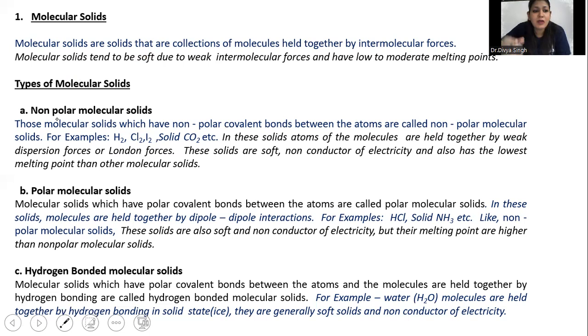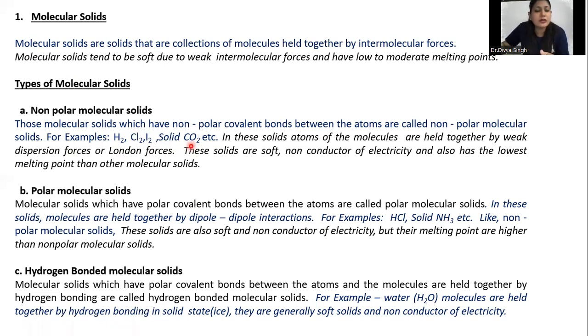So what happens in a non-polar molecular solid? How are you going to define it? Such molecular solids which have non-polar covalent bonds present between the atoms are called non-polar molecular solids. For example, we can see dihydrogen, dichlorine, diiodine, solid CO2. These all are non-polar, so the bonding between them is non-polar.